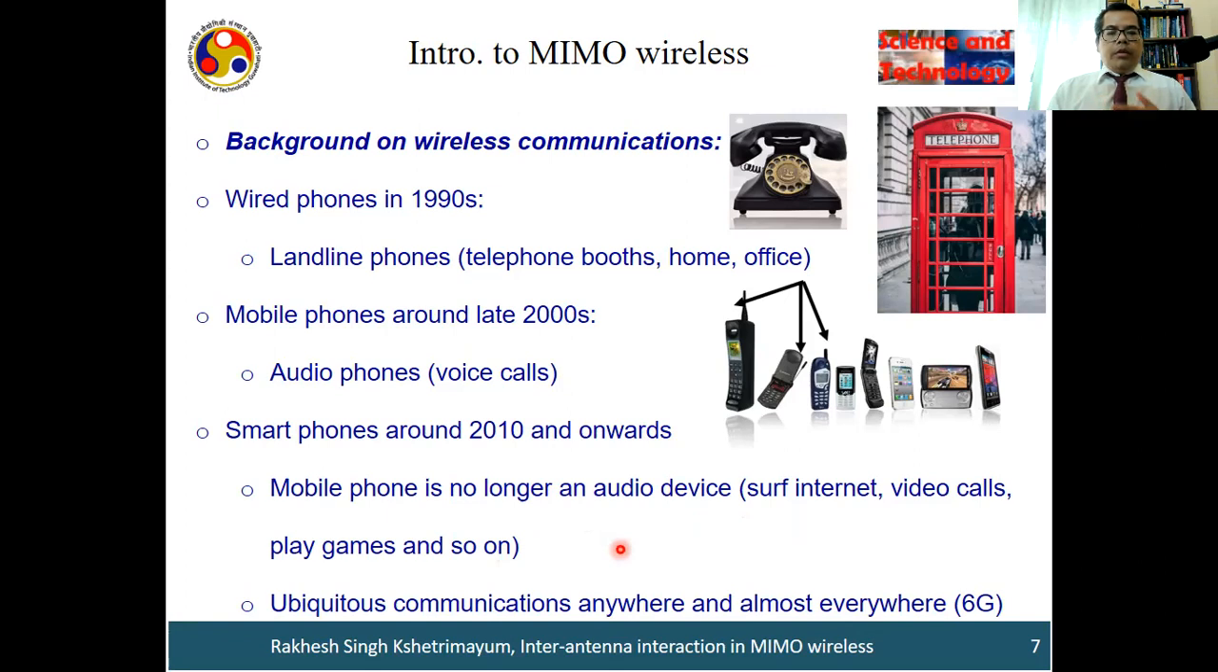And some people are even projecting that mobile phones are going to be just like your personal computers in the future. So it will have most of the facilities your computer system has on the mobile phone. So ubiquitous communication, anywhere and almost everywhere, is the aim and objective of 6G wireless communications.